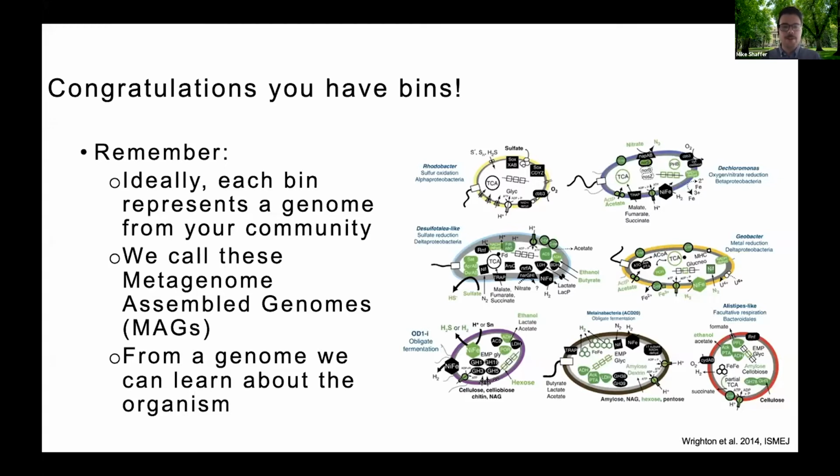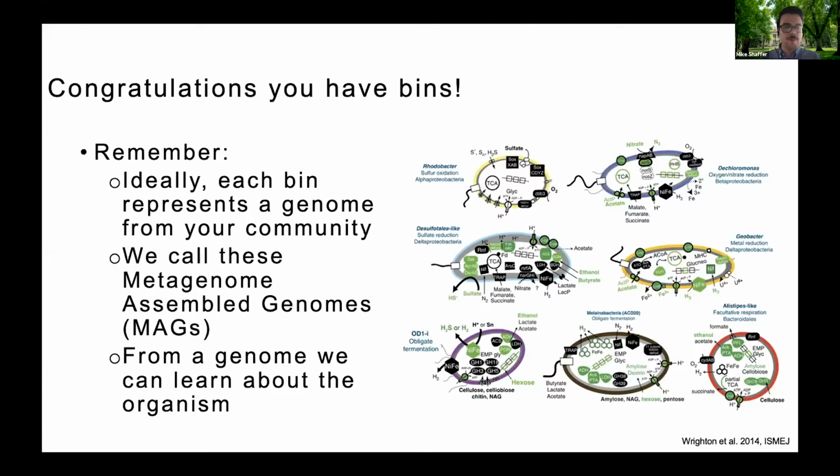Some things you'll need to remember as we go through the talk this afternoon is first to remember that ideally each bin represents a genome from your community. So as we learned this morning, we have reads that we use to assemble into contigs. Then we bin those contigs. So each bin is a list of contigs. And together we call those metagenome assembled genomes, because hopefully these contigs represent a single partial genome from our community, hopefully as complete as possible.